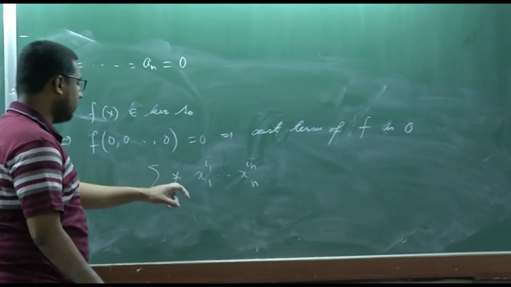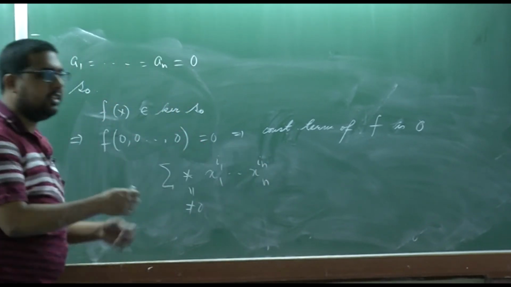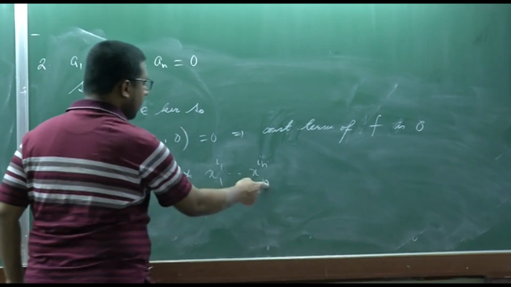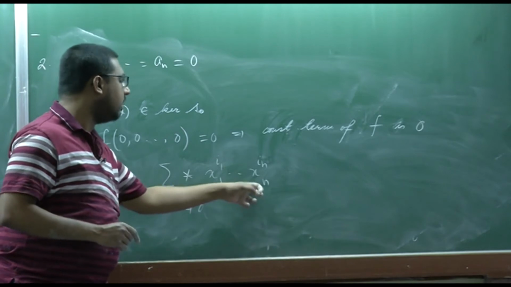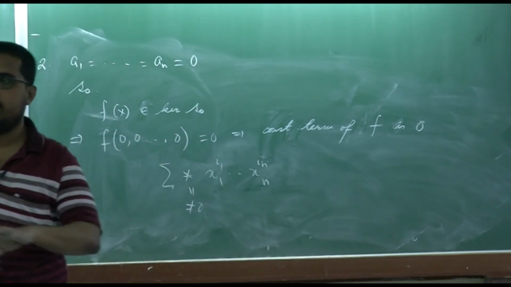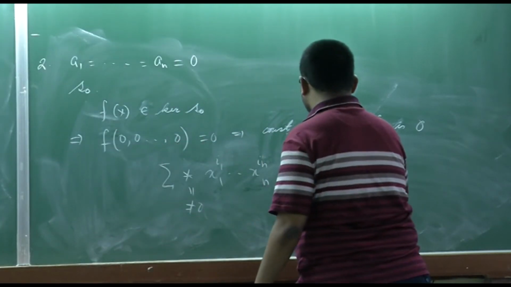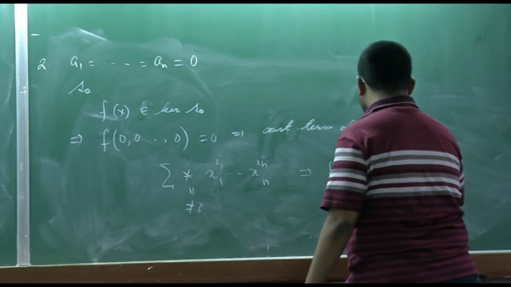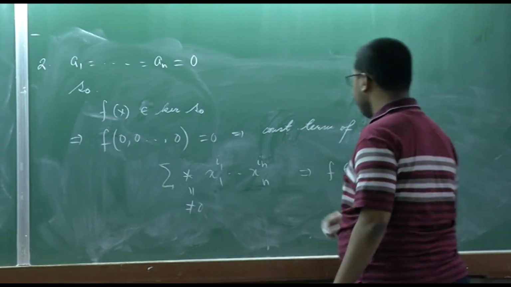Since f has 0 constant term, that means this has to be non-zero and all ij's cannot be 0, because f has no constant term. So that immediately shows that every monomial here is a multiple of some xi. Therefore, you immediately conclude that f is contained in the ideal generated by x1 up to xn.